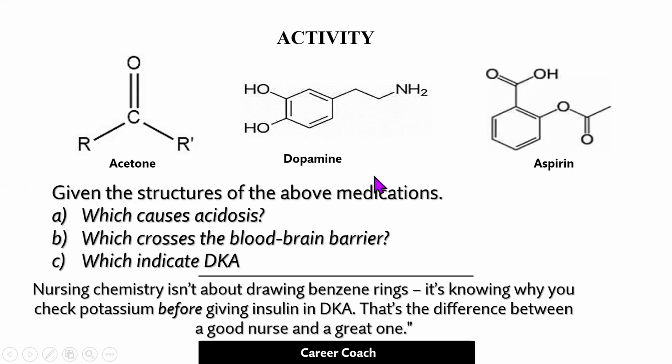Given the structures of the above medications, acetone, dopamine, and aspirin, which of these can cause acidosis? B. Which of these crosses the blood-brain barrier? Number C. Which of these indicates diabetic ketoacidosis? I want you to answer this question in the comment section. Nursing chemistry is not about drawing a benzene ring. It's about knowing why you shed potassium before giving insulin in diabetic ketoacidosis. That's the difference between a good nurse and a great one.